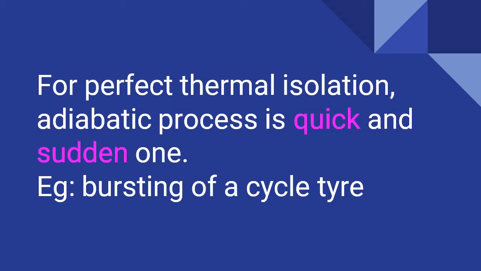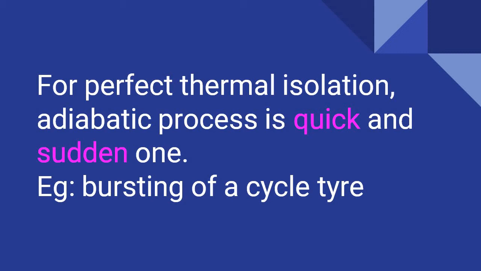For perfect thermal isolation, an adiabatic process is a quick and sudden one. This is an important concept. Your system and surroundings should be thermally isolated. If a process is taking place, there is a possibility of either heat entering or heat leaving. And actually, you can't have a separation which is 100% insulated. So the concept is that the process is very quick so that there is no time for heat transfer. Actually, heat transfer is a very slow process. So if it is taking place very quickly or rapidly, there will not be any heat transfer between system and surroundings. So adiabatic processes are very quick processes.